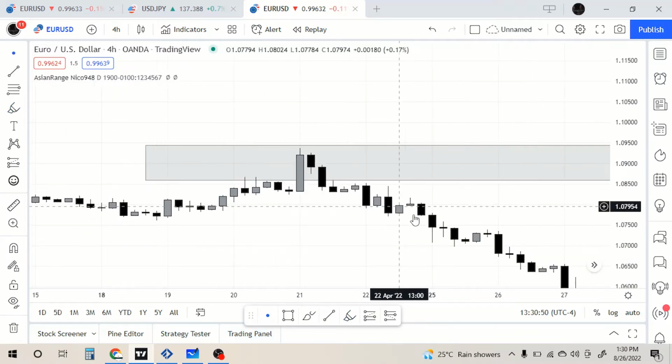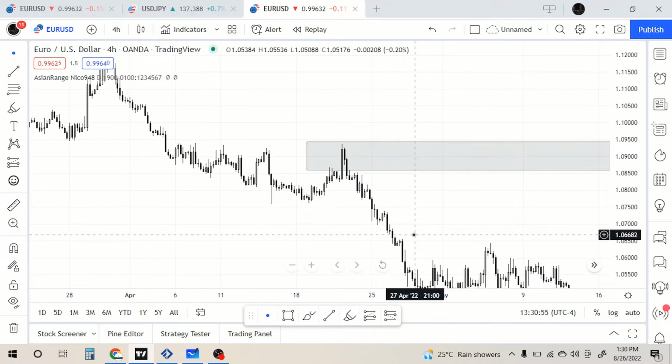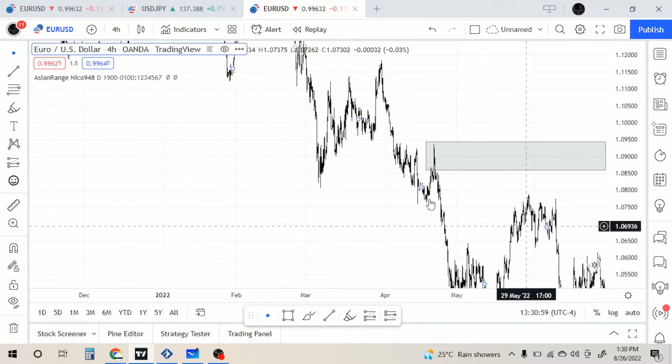The gray area, you can clearly see that it's made up of what, candles, which is letting us know that, okay, that's a base, okay, before the drop off. So that is a valid demand zone.